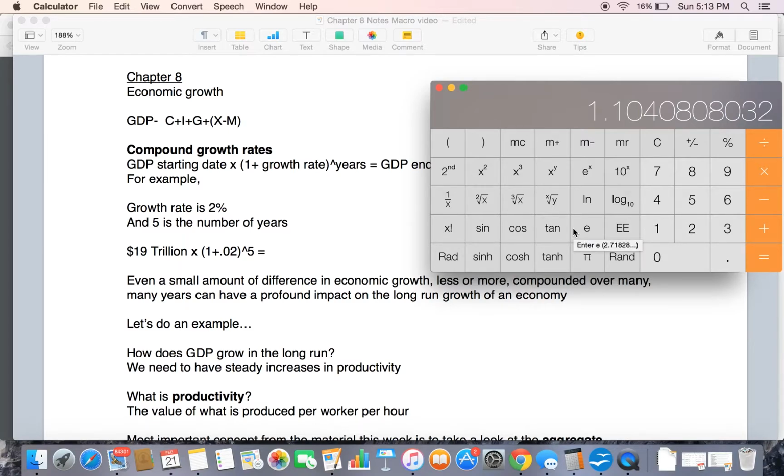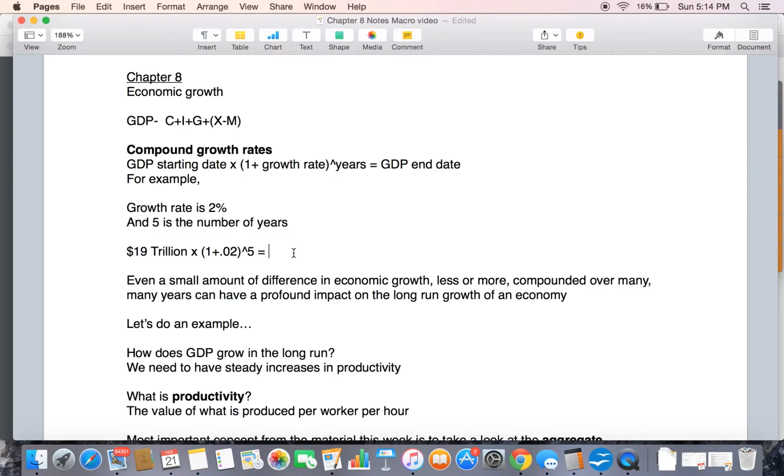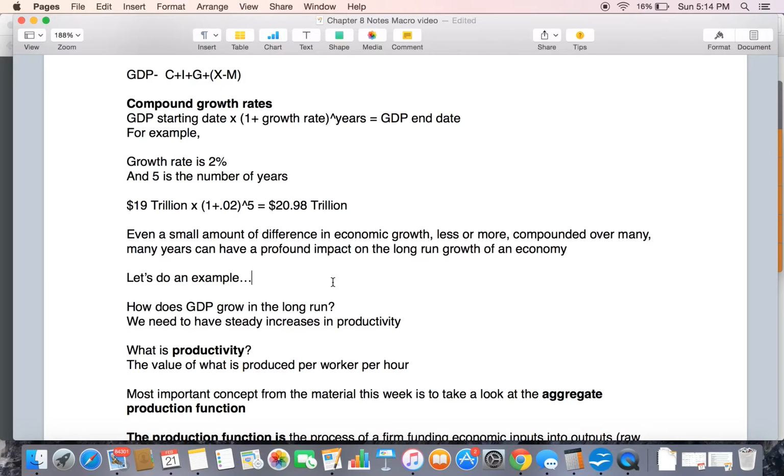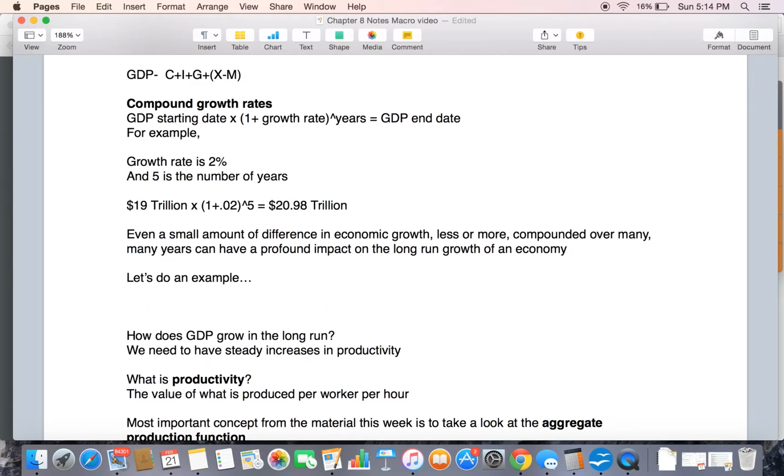So that's actually the amount of growth that we experience over time is 10.4% growth. So when we multiply that by 19 trillion, we'll see that the value of GDP in 5 years at 2% growth should be $20.98 trillion. So even small amounts of difference in economic growth, less or more, compounded over many, many years can have a profound impact on the long-run growth of an economy. And so that's something to take into consideration when we're looking at these figures.